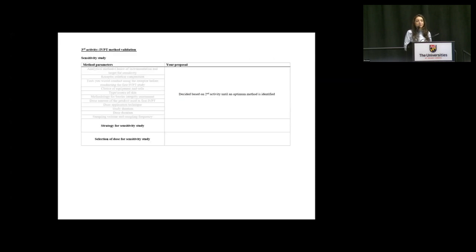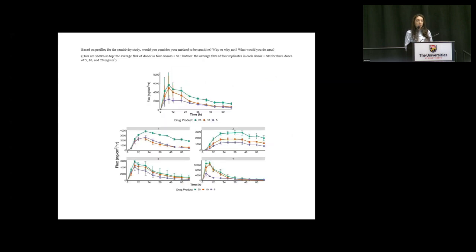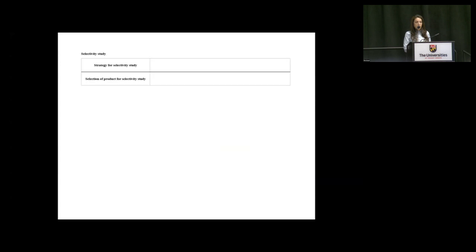Then for the third activity, we discussed the sensitivity study. If they have an adequately developed method and they want to do a sensitivity study, what would be their strategy? If they're modulating the dose amount, what would they select as a higher dose amount for the sensitivity study? We presented some hypothetical profiles from a sensitivity study between 3 different dose amounts and asked the group if they consider the method to be sensitive based on these results.